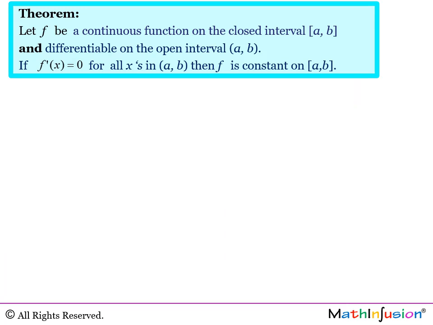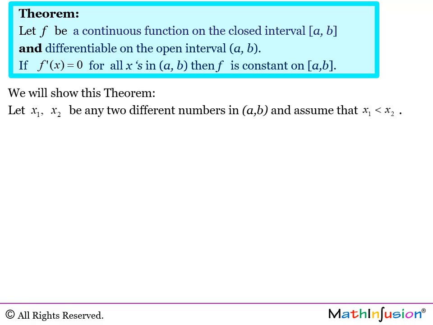Theorem. Let f be a continuous function on the closed interval [a,b] and differentiable on the open interval (a,b). If the derivative of the function equals 0 for all the values of x in (a,b), then f is constant on the interval [a,b]. I'm going to show you this theorem.